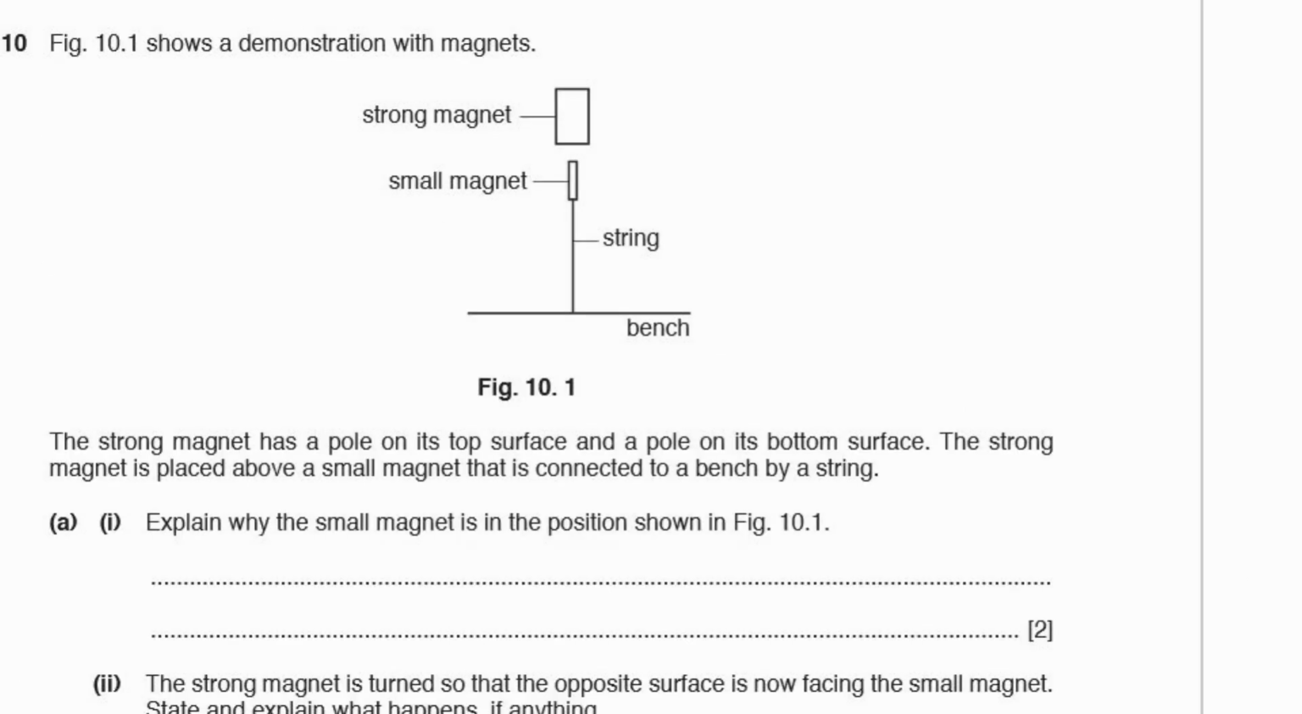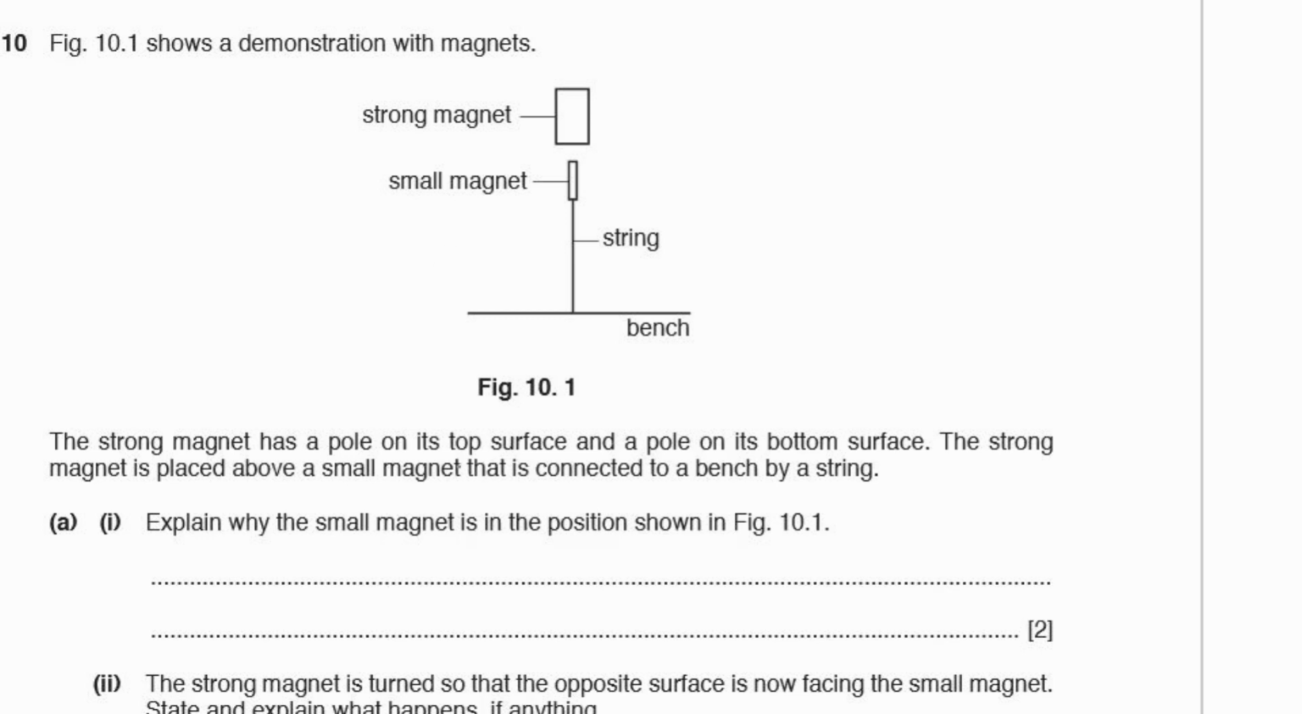Figure 10.1 shows a demonstration with magnets. The strong magnet has a pole on its top surface and a pole on its bottom surface. The strong magnet is placed above a small magnet that's connected to the bench by a string. Explain why the magnet is in the position shown in figure 10.1.